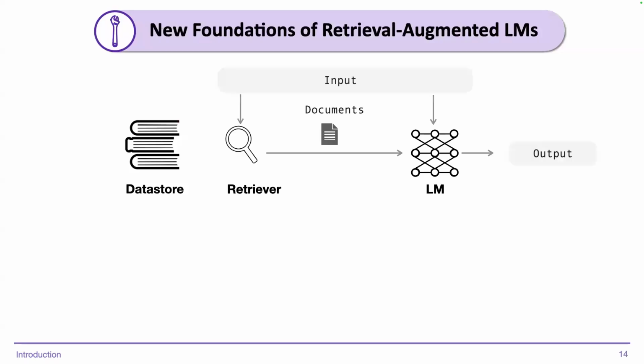In the second part of this talk, I will present my work on redefining the foundations of retrieval-augmented language models to push their capabilities. Retrieval-augmented language models consist of 3 key components: a data store, a retrieval system, and a language model. Existing approaches often simply combine off-the-shelf language models and retrieval systems with a small general domain data store. However, my research demonstrated that each component can be significantly enhanced.